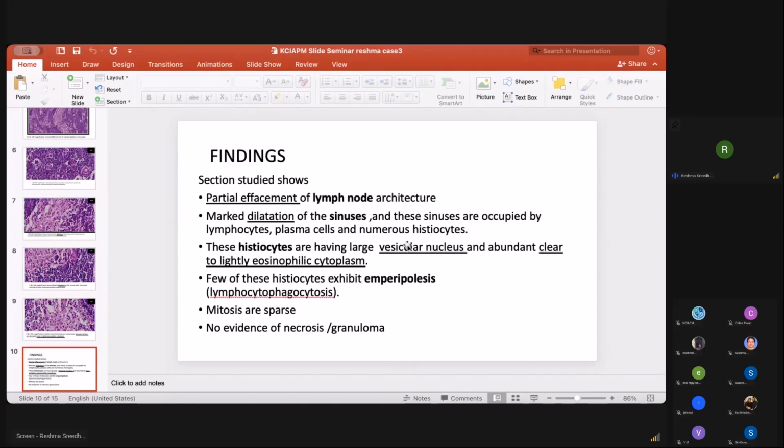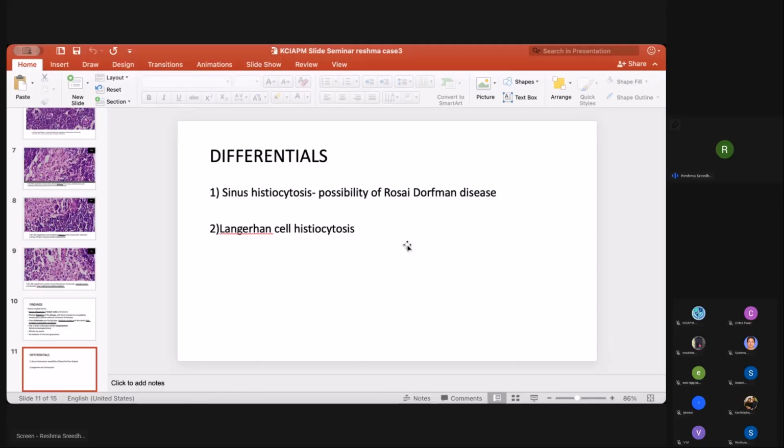So the findings are: section study shows partial effacement of lymph node architecture, and there is a marked dilatation of the sinuses, and the sinuses are occupied by lymphocytes, plasma cells, and numerous histiocytes. These histiocytes have large vesicular nucleus and abundant clear to lightly eosinophilic cytoplasm, and a few of them exhibit emperipolysis. Mitoses are sparse, and there is no evidence of necrosis or granuloma. So my differentials are sinus histiocytosis, a possibility of Rosai-Dorfman disease, and Langerhans cell histiocytosis.